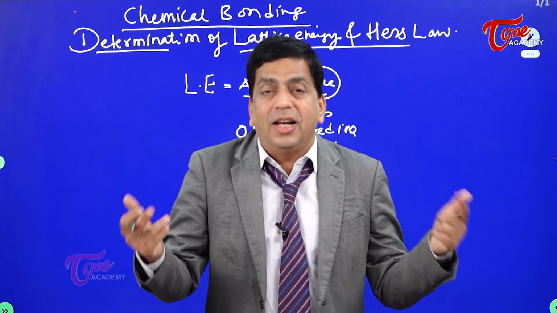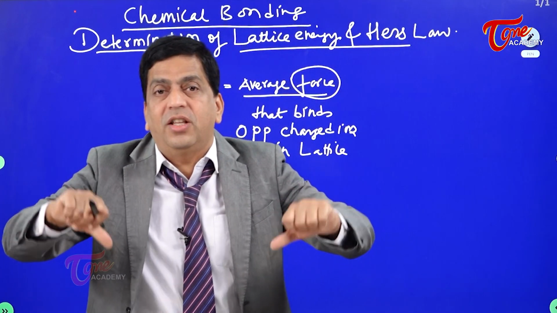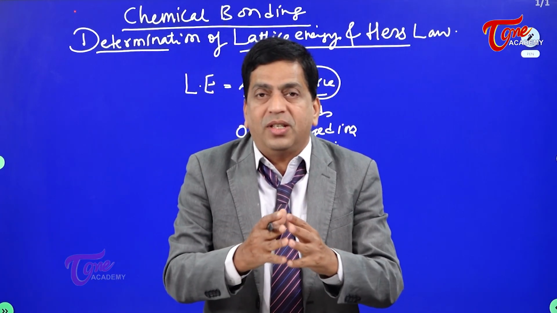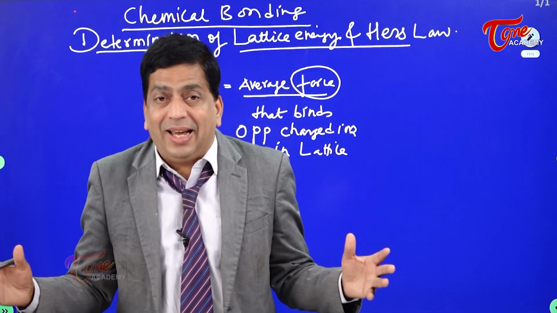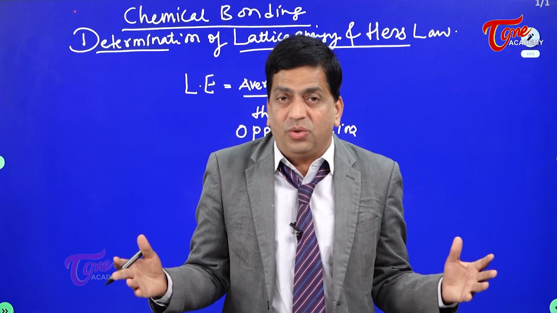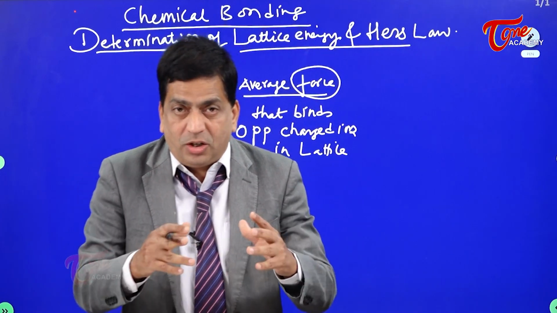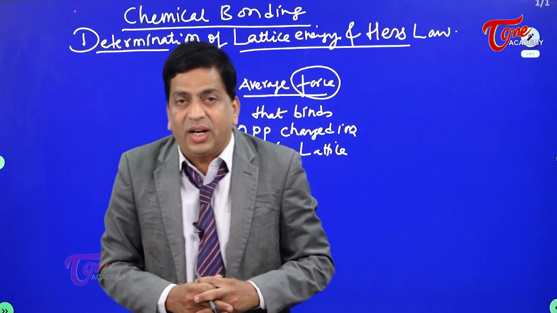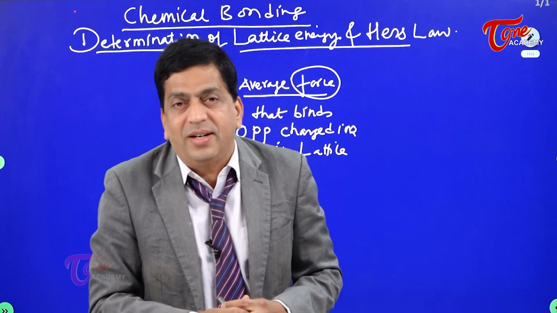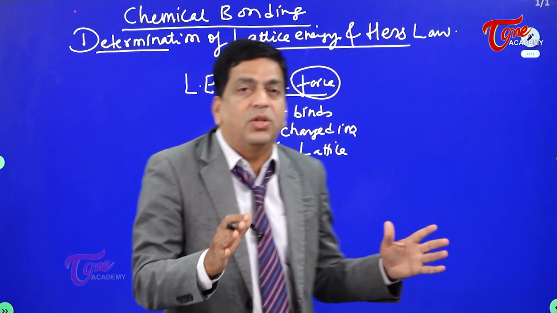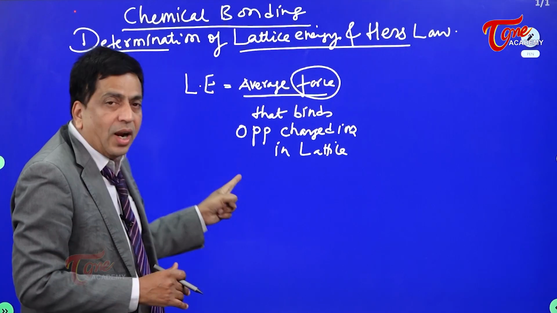So the energy released when a lattice is formed is also called lattice energy, or you can actually say the reverse: the energy required to separate the lattice into its constituent ions, because the lattice contains oppositely charged ions. So the energy required for you to separate them is also called what? Lattice energy, you must understand. For getting into a mathematical expression, the best way to understand lattice energy is nothing but the average force. This is the average force that binds oppositely charged ions in the lattice.